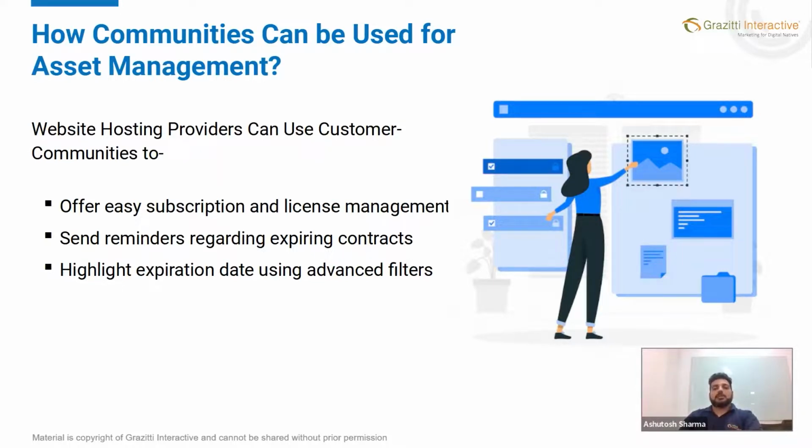Suppose an organization offers hosting services on a perpetual or term basis. They have a customer community where the members can search, sort, and know the expirations of their hosting term in the community. It will help them manage the subscription and licenses. For example, if they want to keep hosting their website on the same service provider, they can renew the contract before it expires. Organizations can leverage advanced filters to highlight the date of expiration. Like they can change the color to red to show that it requires immediate attention as their term is about to expire and needs a renewal.